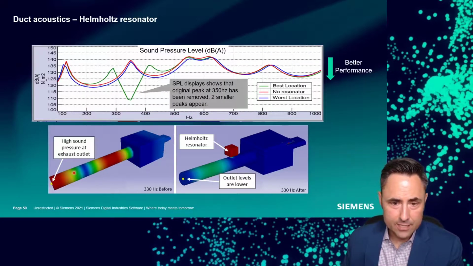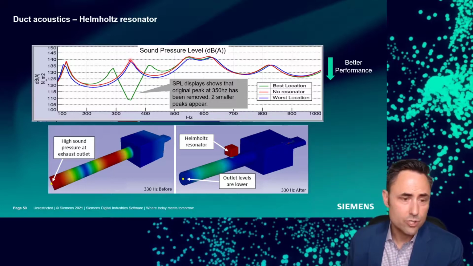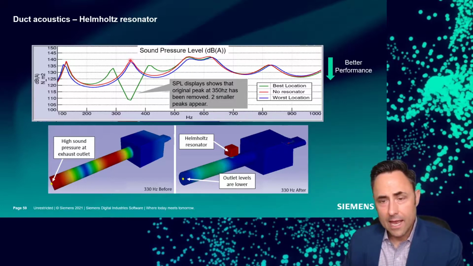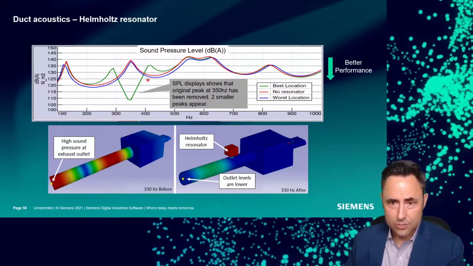So we have some duct, and we've got high pressure at the outlet of our exhaust or our duct, let's say, and we see this resonance here right at about 350 hertz. So we want to tune a Helmholtz resonator to 350 hertz, and we want to have it help us with this 350 hertz problem. Well, if I put it at the right place, you see the worst location is in blue. That's almost identical to no resonator in red. And so where you put this will have an effect, but again, something you can do in simulation.